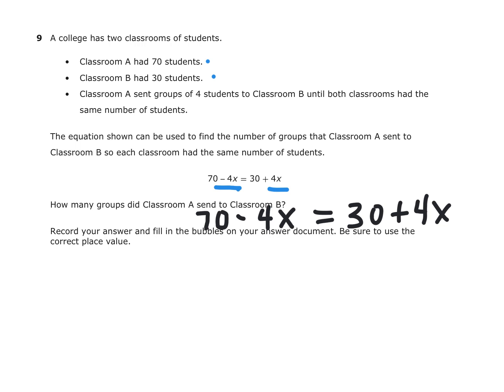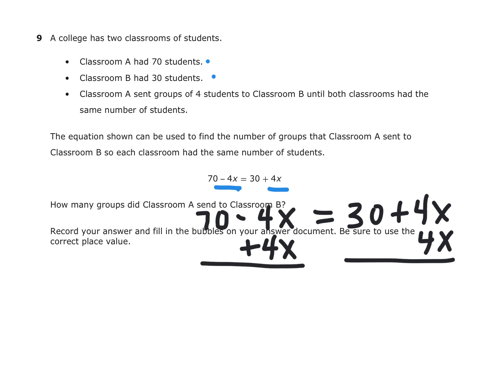Okay, so we have 70 minus 4x is equal to 30 plus 4x. So what we need to do is combine the x's on one side. If I have minus 4x here, I'm going to add 4x here to cancel that, and I'm going to have to add 4x here. So whatever you add on one side, you add to the other side.